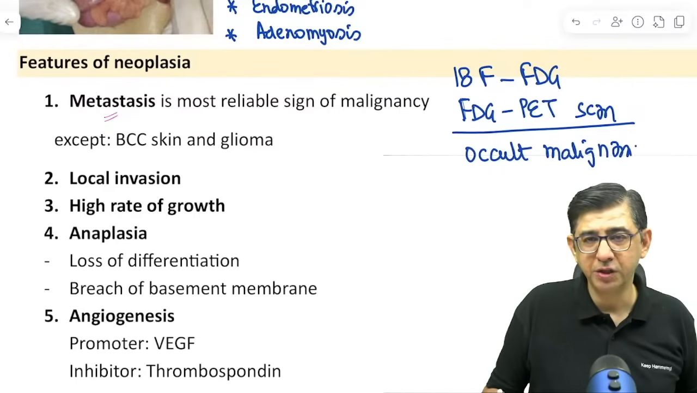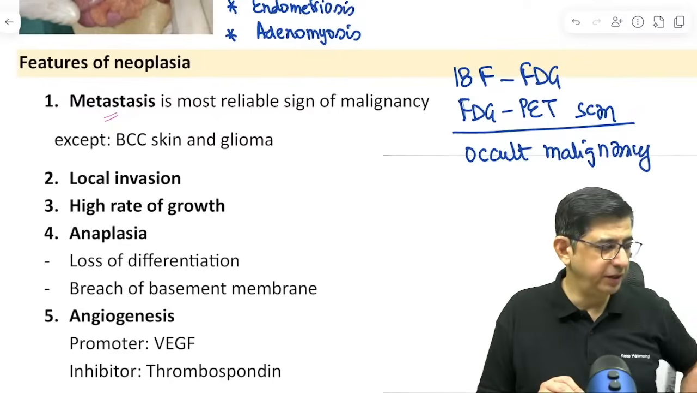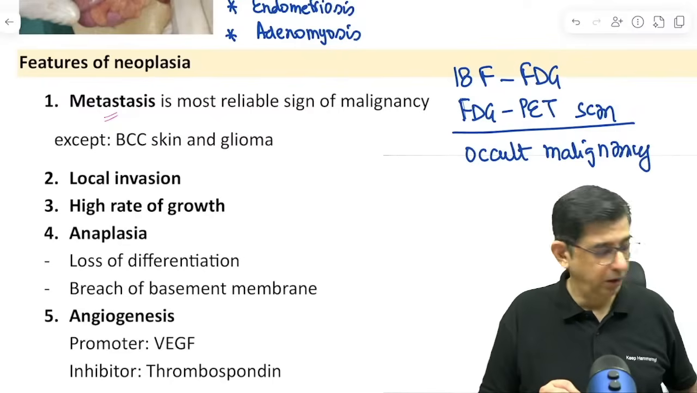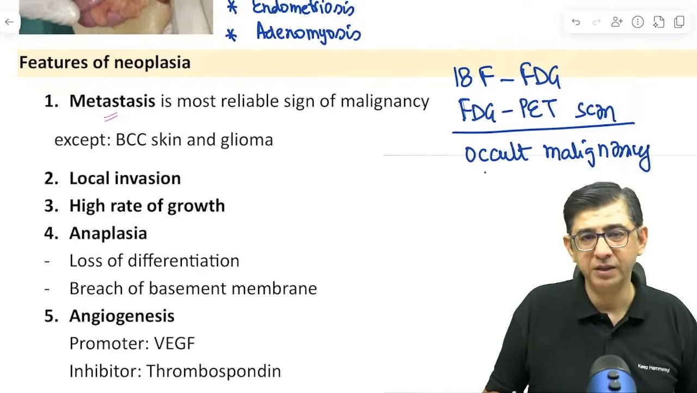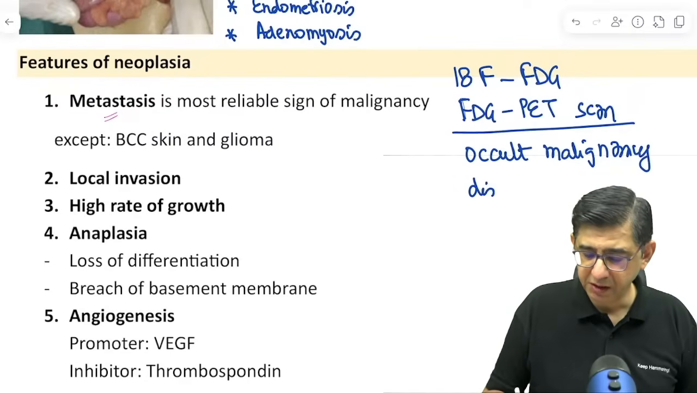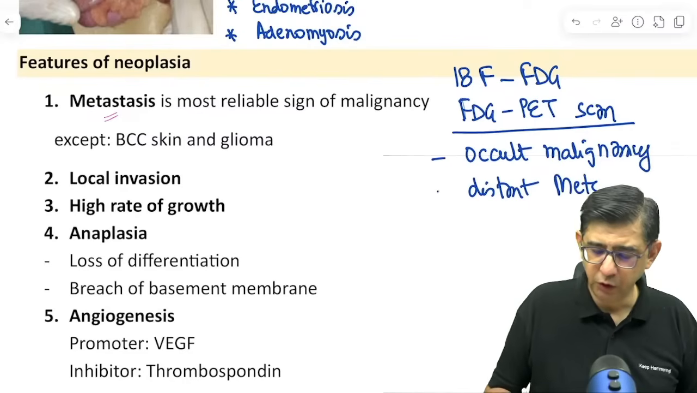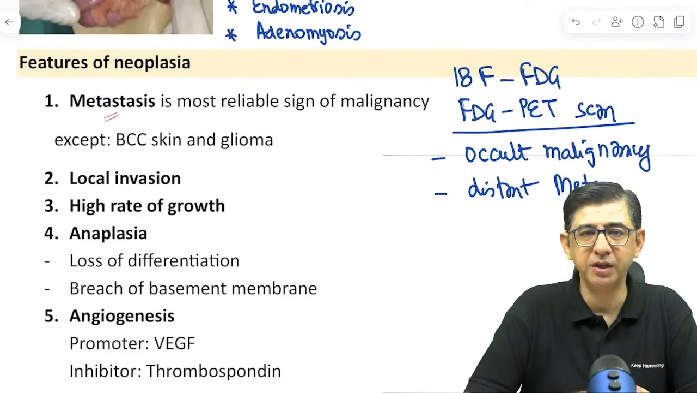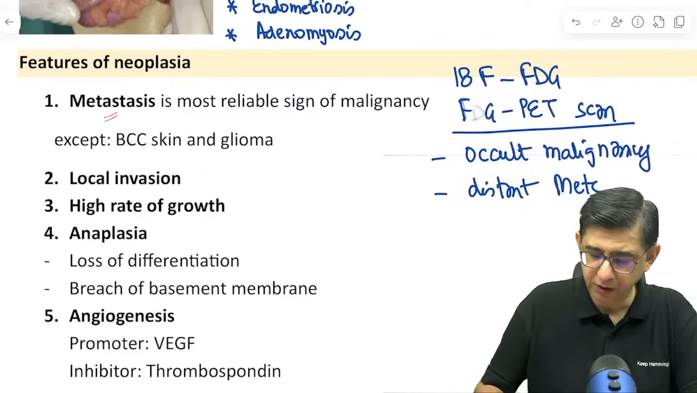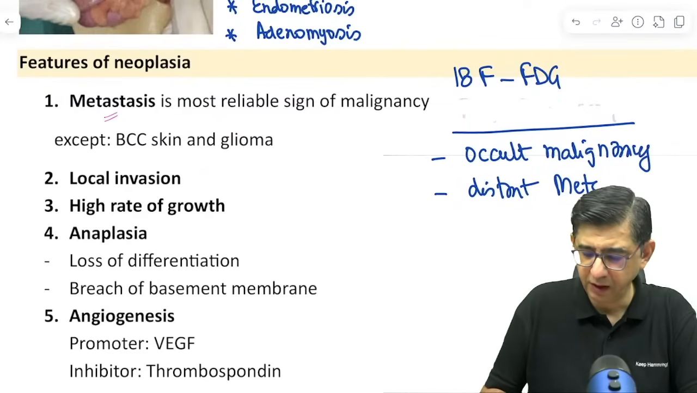For both the questions, whether he says the word occult malignancy, that is one. Or in some questions, instead of saying the word occult malignancy, he might say the word distant metastasis. Either of the two terminologies is written in the question. You would say that, I will be doing an 18F FDG PET scan.